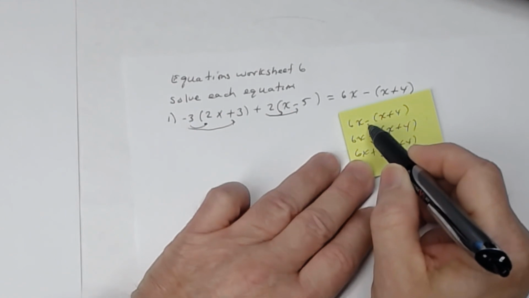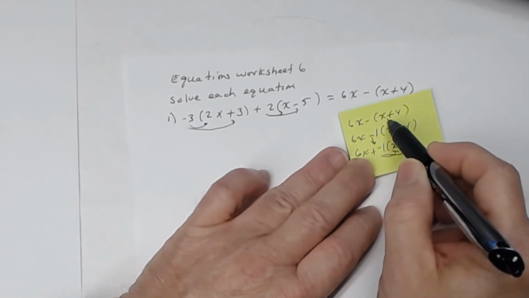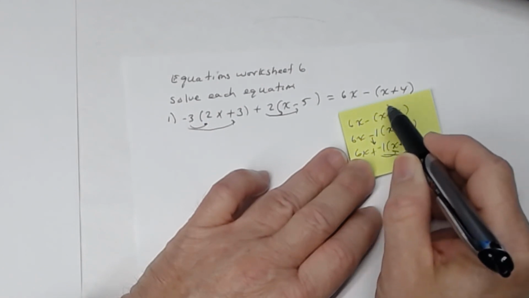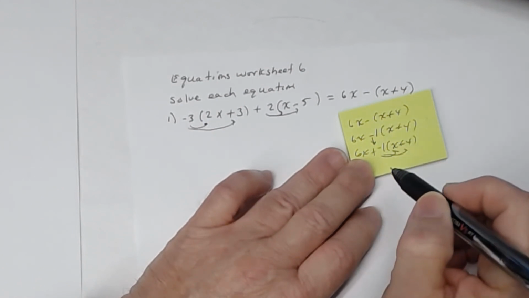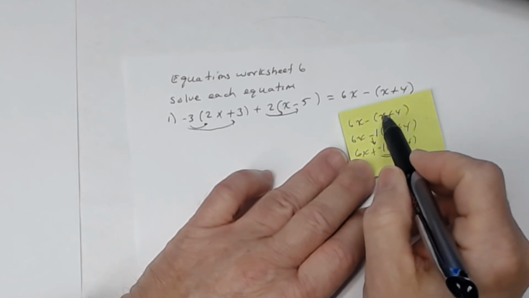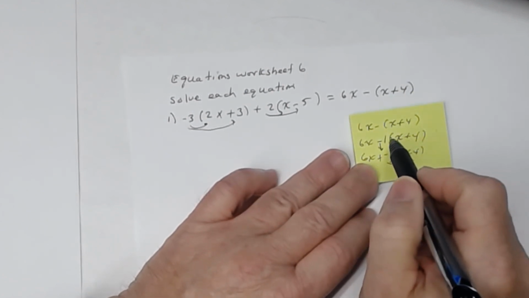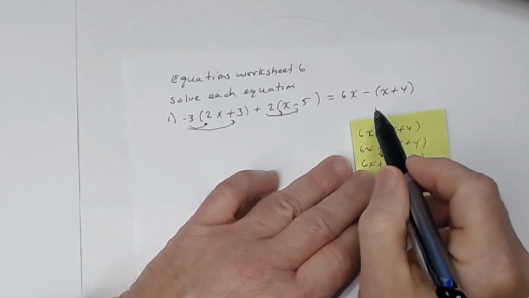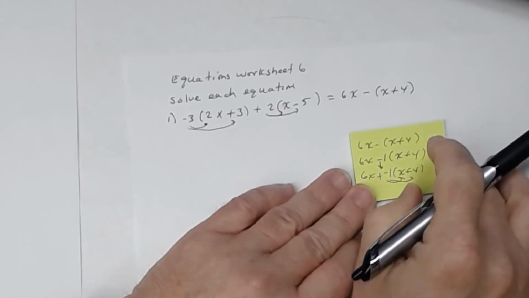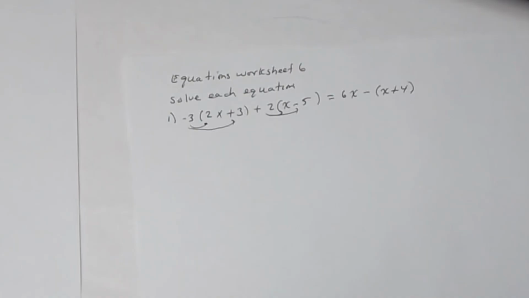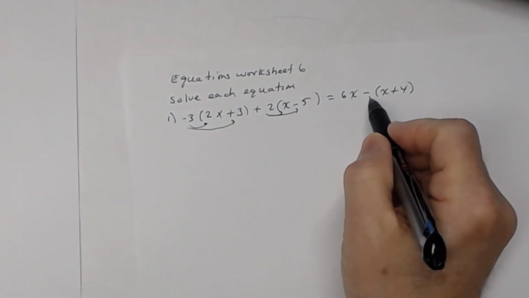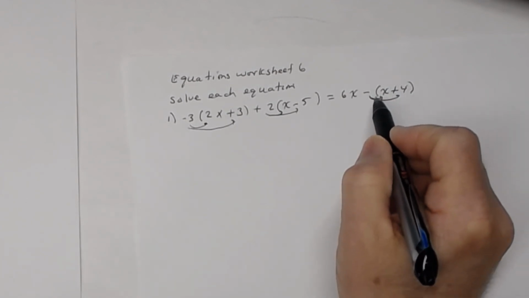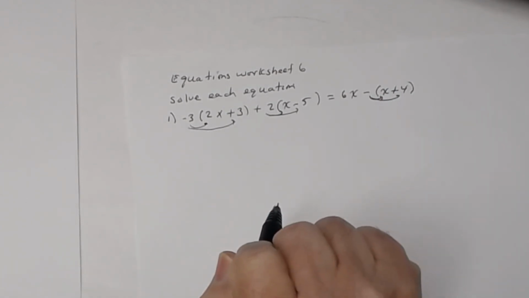This also means that 6x subtract x plus 4 means the same thing as 6x plus the opposite of all of those terms. The opposite of x is a negative x, the opposite of positive 4 is a negative 4, and you're going to see that right here. So in this case, we're going to think of this as either taking the opposite of each of those terms or multiplying each of those terms by negative 1.